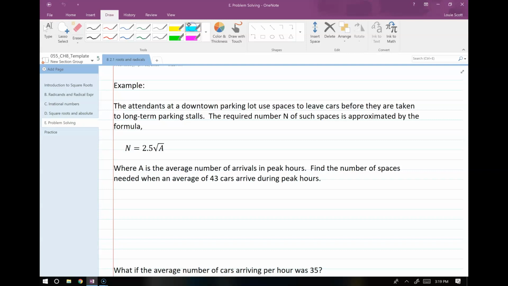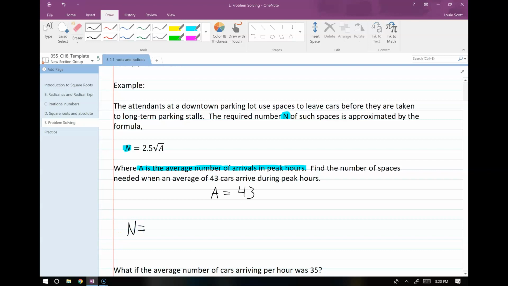So this problem says the attendants at a downtown parking lot use spaces to leave cars before they're taken by long-term parking stalls. The required number n of such spaces is approximated by this formula: N equals 2.5 times the square root of a, where a is the average number of arrivals in peak hours. They want us to find the number of spaces needed when an average of 43 cars arrive during peak hours. So they want us to say what happens when a equals 43.